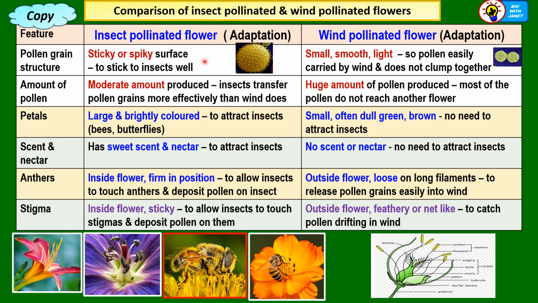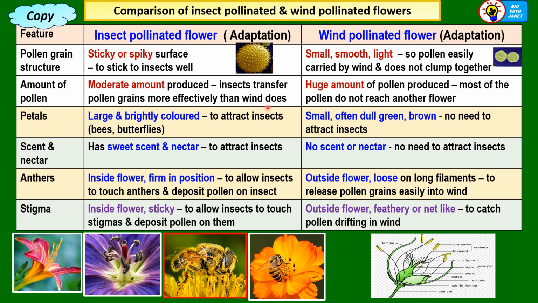Pollen grain structure for insect-pollinated flower. The pollen grain is sticky or has a spiky surface or rough surface in order to stick to the bodies of insects well. Okay. Now, for wind-pollinated flower, the pollen grains are small, smooth, and light so that the pollen is easily carried by the wind to other places and to the stigmas of flowers, and it does not clump together because it's not sticky.